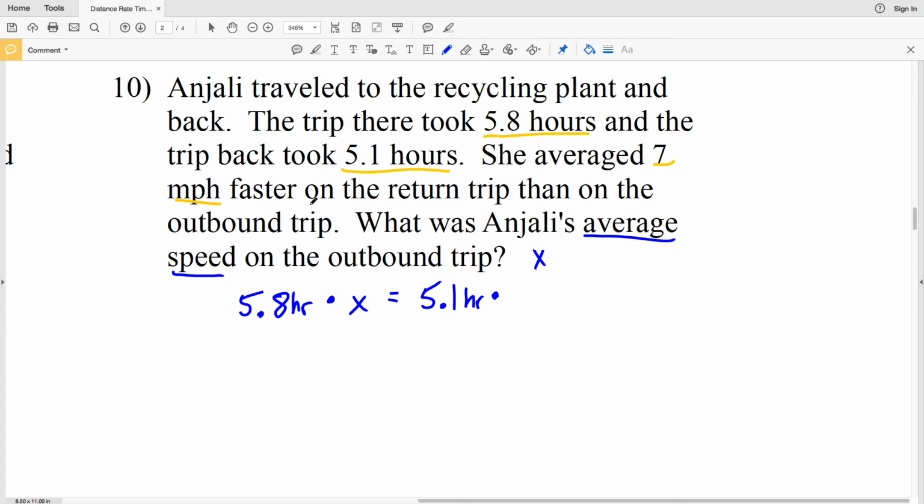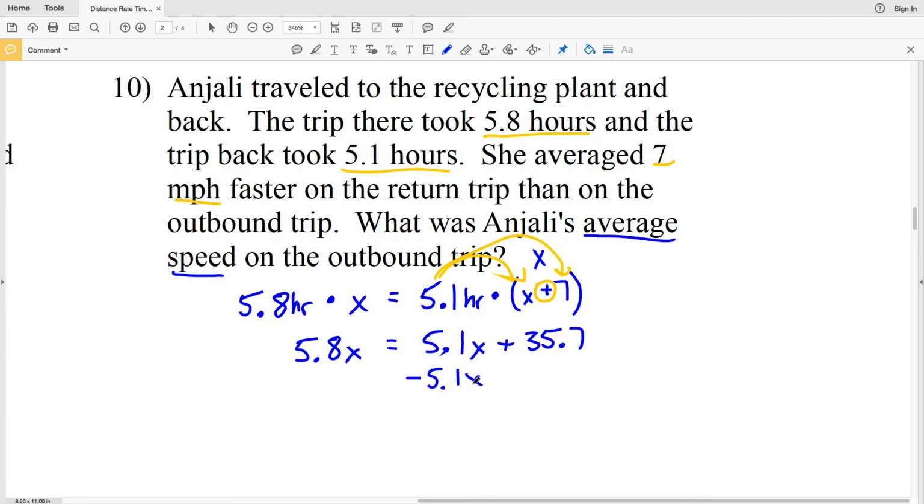She averaged 7 miles per hour faster on the return trip, so we're going to have to add 7 to X. So I'm going to be distributing 5.1 to the X and 5.1 to the 7 with addition in between. So I'll have 5.8X equal to 5.1X plus 5.1 times 7 is 35.7. Next, I'm going to subtract 5.1x from both sides. That's going to leave me with 0.7x, and that is equivalent to 35.7 because that's what I have left on the right.